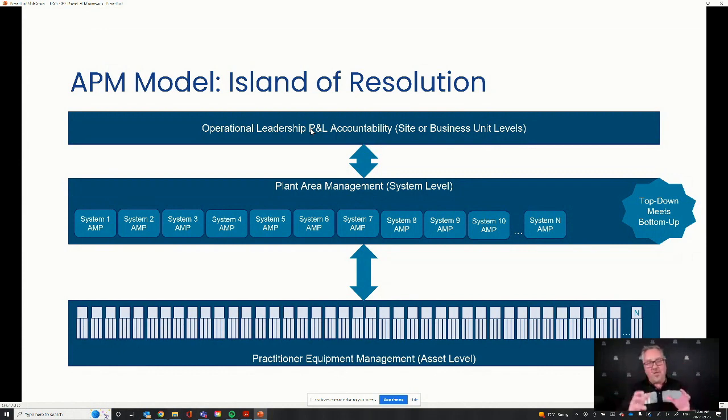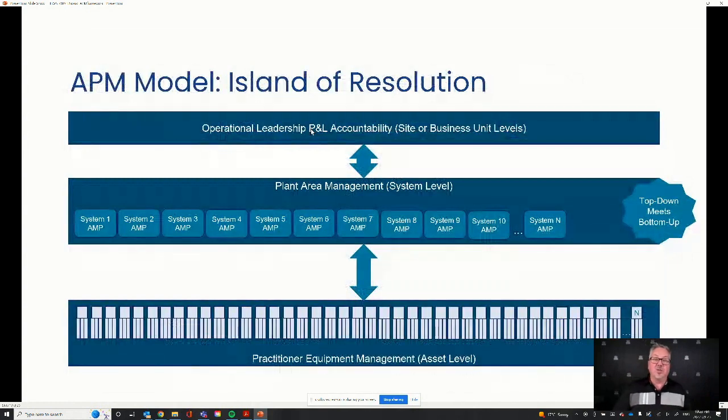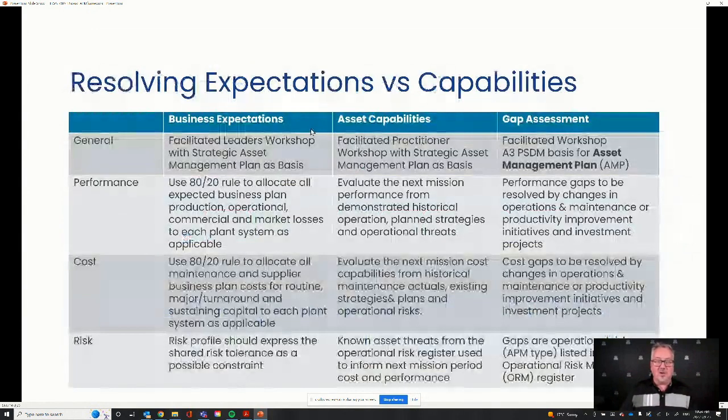And if done well, that creates a safe place to talk about the cans and the wants. So the wants, of course, is what the leadership needs of the assets. The cans are the capabilities of the assets to deliver on that, and that's the knowledge that the practitioners have. So this middle area provides hopefully that safe space to have those meaningful conversations to resolve those cans and the wants, right? So just some more detail on how that works.